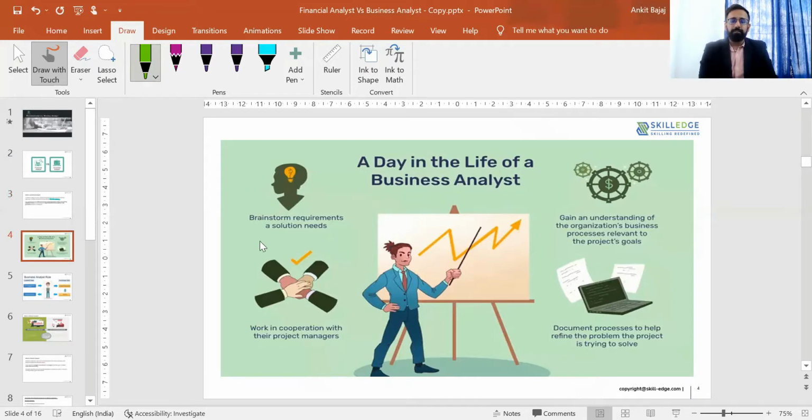So what will the business analyst be doing here? He will be brainstorming the requirement and solution need, right? He will understand the policies and procedures of the organization, then do a brainstorming and try to find out why this organization is not working properly. Then gain an understanding of the organization's business process relevant to the project goals. Then document processes to help redefine or refine the problem the project is trying to solve. So they document all the things, and after that they try to resolve the problem. This is the basic work of a business analyst.